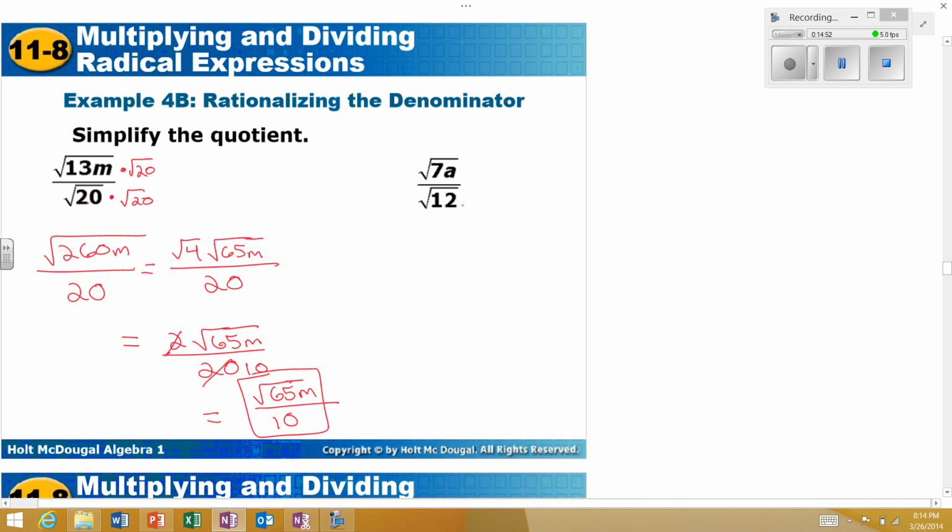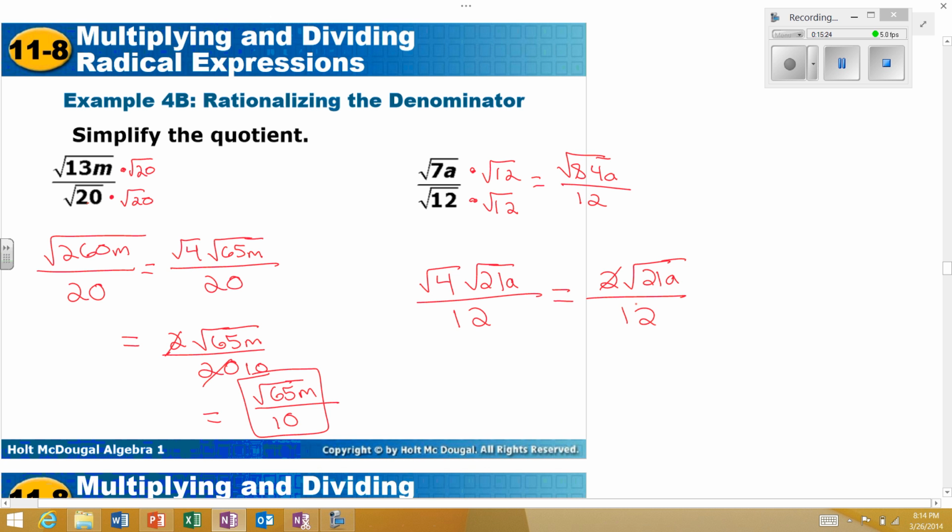So to get rid of this radical in the denominator, I'm going to multiply by a radical 12, and do it on the top. So then I get radical 84a over 12. Again, you cannot simplify that 84 and that 12 because the top one is under a radical. However, if you think about it, the number 4 goes into 84 21 times. You need to keep that a. So now I get 2 radical 21a over 12, and the 2 and the 12 cancel. So my final answer is radical 21a over 6. And you're done.